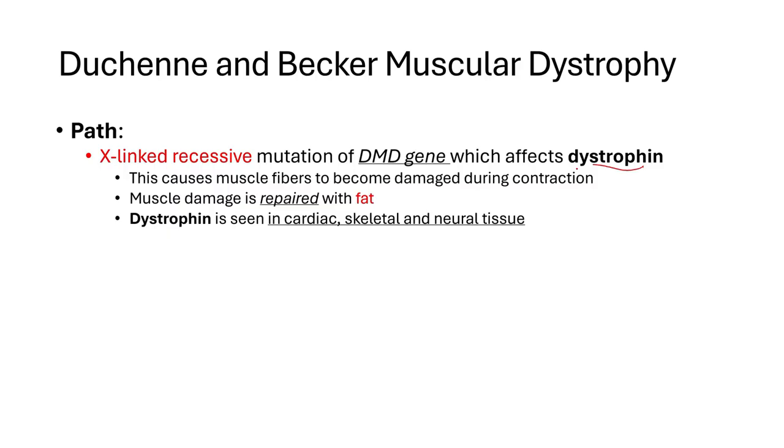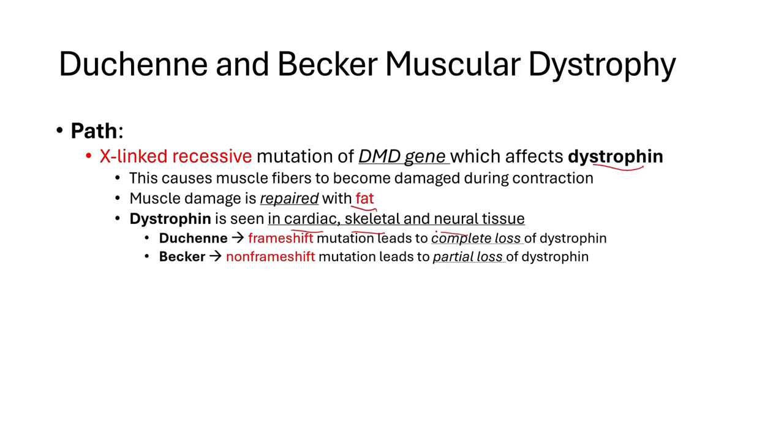This is a protein that stabilizes muscle cell membranes, and without it, muscle fibers are easily damaged during contraction, causing cycles of degeneration and regeneration. Over time, the muscle is replaced by fat and fibrotic tissue. This leads to weakness, calf pseudohypertrophy, and involvement of other organs, such as the cardiac system, skeletal system, and even neuronal tissue. Now, Duchenne's is caused from a frameshift mutation, which leads to a complete loss of the dystrophin protein.